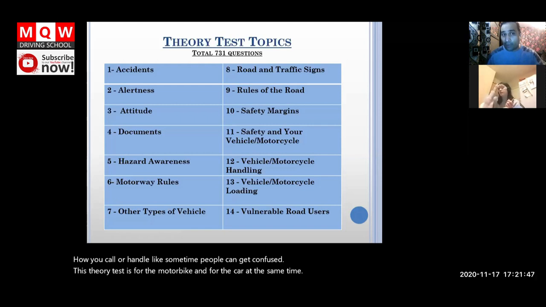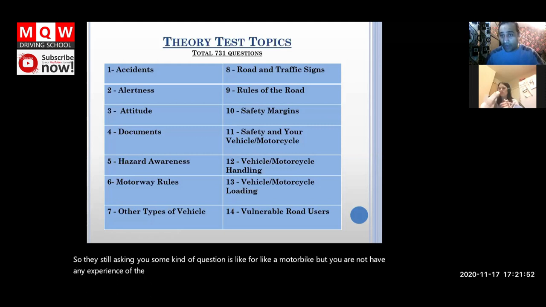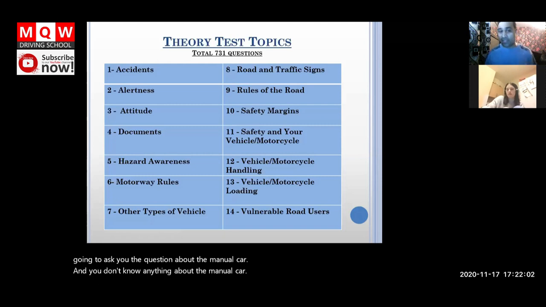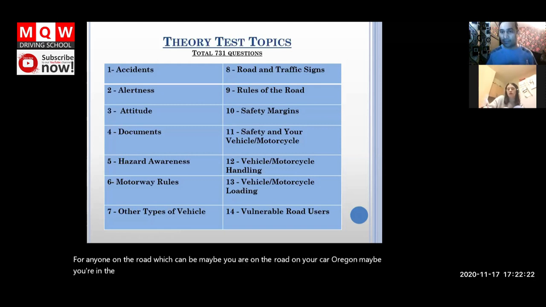It's like a question for a motorbike, but you don't have any experience of the motorbike. Second, you are driving an automatic car, but they are going to ask you a question about the manual car, and you don't know anything about the manual car. So that's another reason sometimes you don't know the answers, because you don't have any experience. But the theory test is designed in a way that they will ask you a general question for anyone on the road, which can be maybe you are on the road in your car or maybe you're on the road on your bike. Right. Okay.